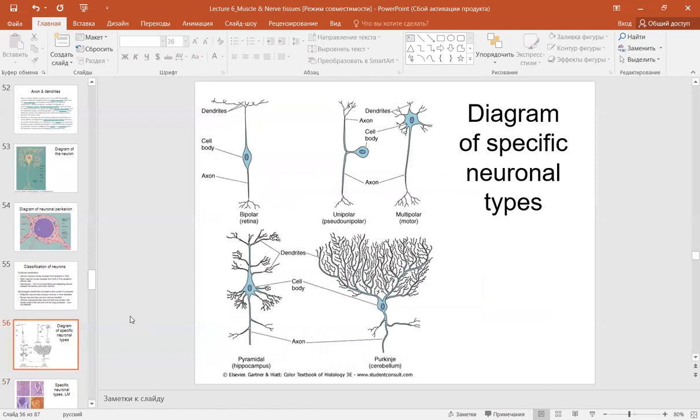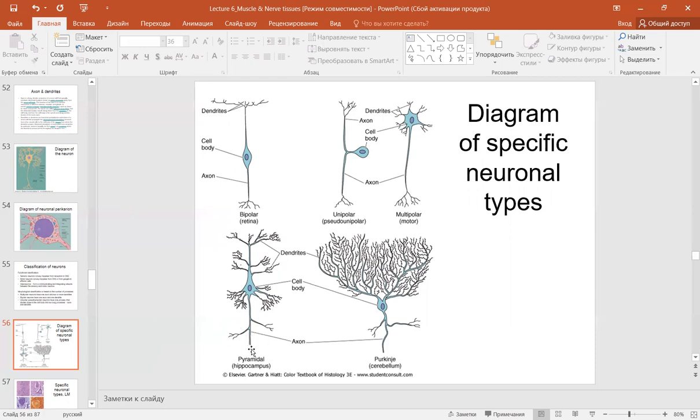Here you have the shape and the morphological appearance of different neuronal types. Bipolar neurons, characteristic for the retina of the eye. Pseudo-unipolar neuron, characteristic for the sensory ganglion. Multipolar neuron, characteristic for most of the sites of neuronal tissue accumulation.